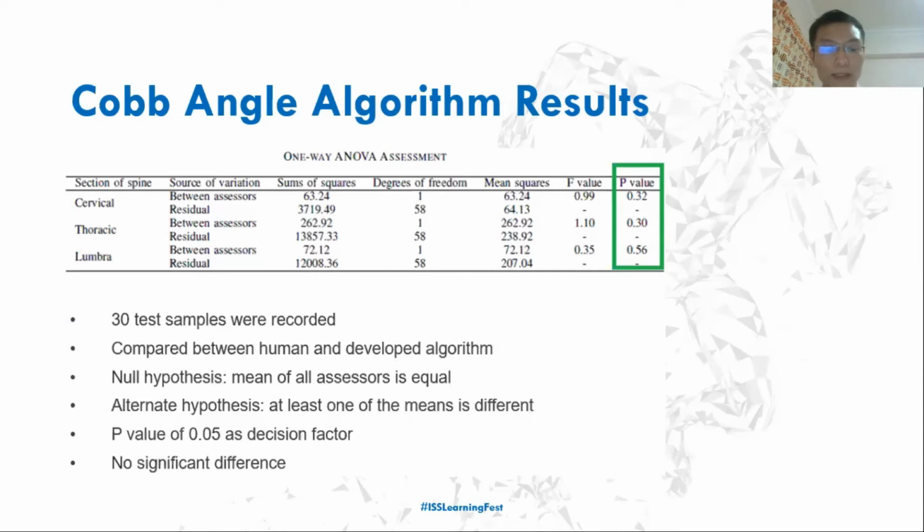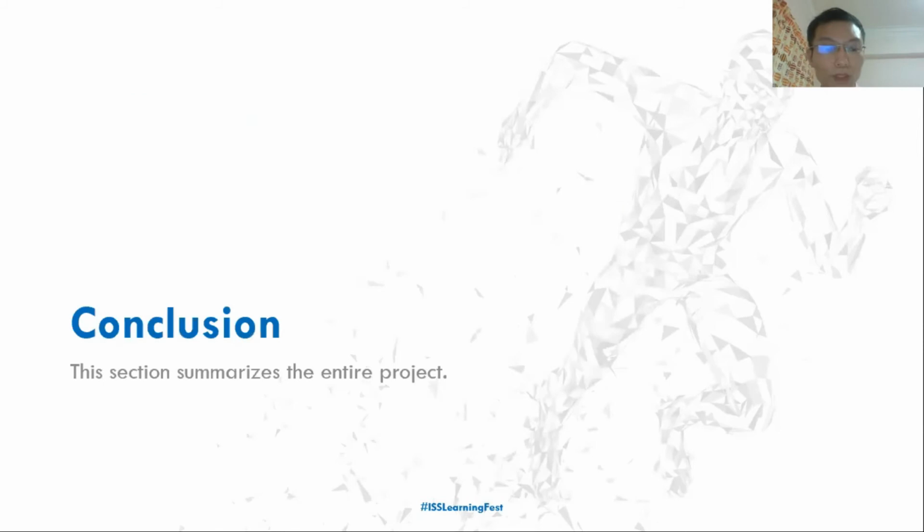The p-values indicated in the table for all three spine regions were greater than 0.05. It indicated the acceptance of the null hypothesis and signified that there was no significant difference in the Cobb angle measurement between the selected assessor groups. And with this, I will come to the end of the results, and move on to conclude and summarize the entire project.